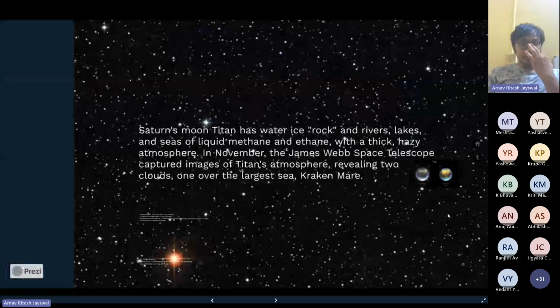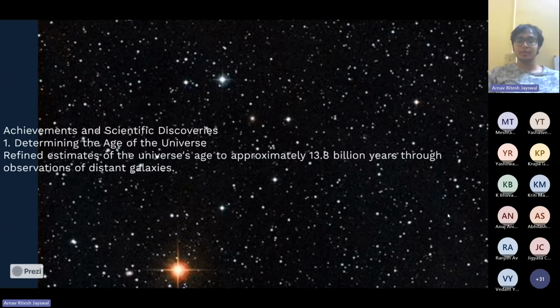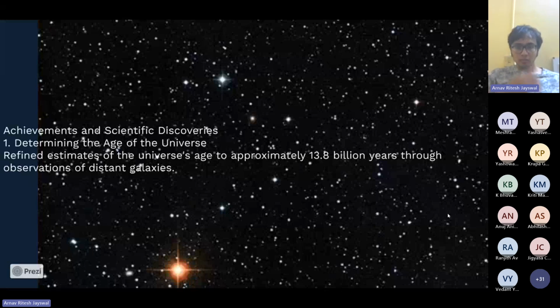Then let us look at some achievements of the Hubble Space Telescope. The Hubble Space Telescope determined and refined the age of the universe to about 13.8 billion years. It did it through observation of distant galaxies. We'll come to that in more detail in the coming slides. But this was a revolution because this confirmed our knowledge about the age of the universe.